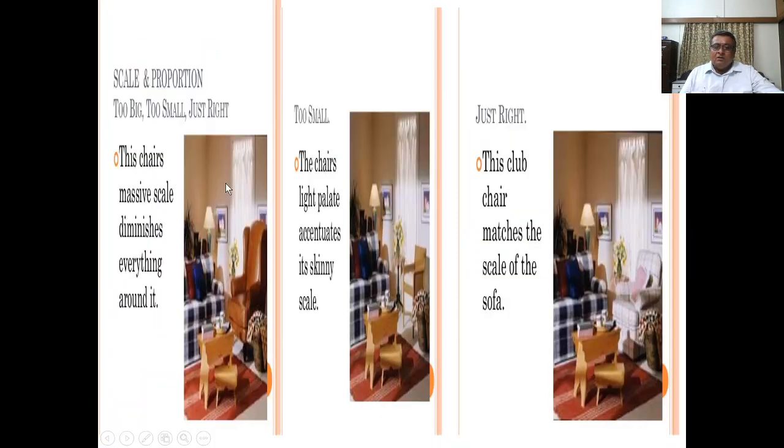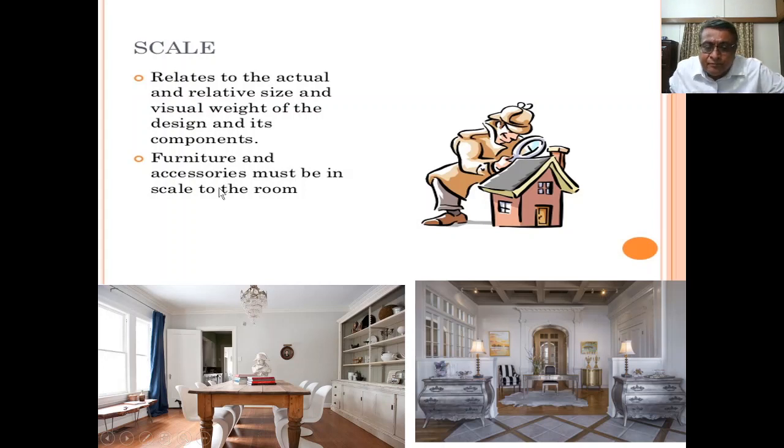Here we can see a structure. We can say that the structure is neatly arranged. So we can say that the scale is proportional. Here the center table is there, chairs are well arranged. There is one wardrobe over here. Windows with the curtain. So we can say that the structure is well scaled.